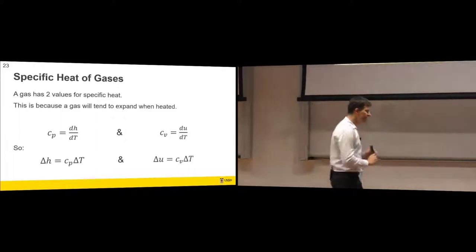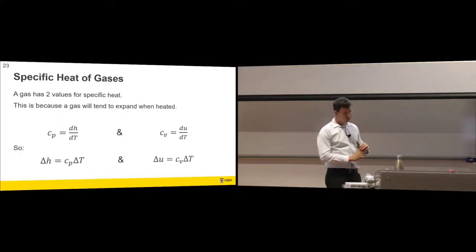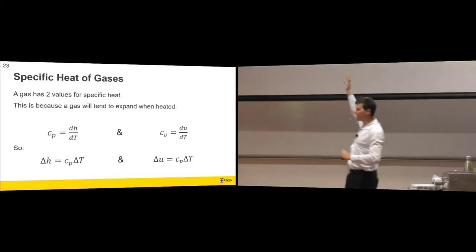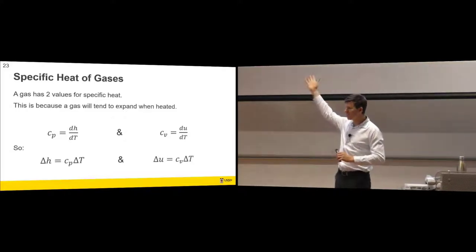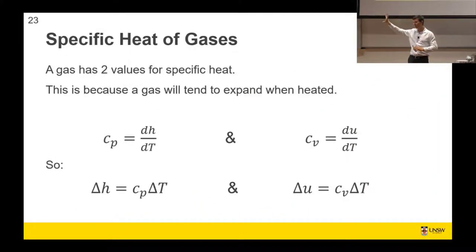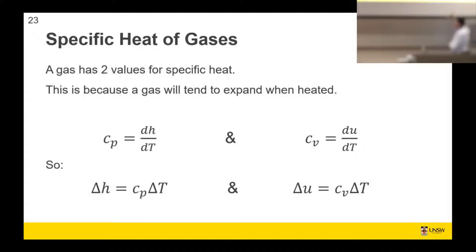They have Cp, which is called the specific heat at constant pressure, and that is the change in enthalpy divided by the change in temperature. We'll talk about what enthalpy is. And they have the specific heat at constant volume, which is the change in internal energy divided by the change in temperature. So Cv is what we might think of from the last example, change in internal energy over change in temperature, okay?